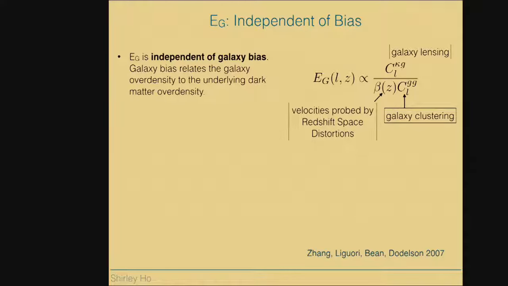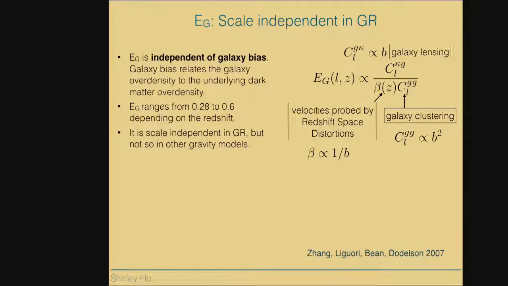And why is this particular form good? It's because it's independent of galaxy bias when you combine it correctly. As the person in the back just talked about, the galaxy lensing is on top, velocity probed by the bottom, and the galaxy clustering there. If you combine it properly, you have one bias term on top, and the others cancel out exactly. All the biases cancel out. EG itself ranges from about 0.28 to 6 with a variety of gravity models. It is scale independent in GR, but not so in other gravity models. So it's also a good way to look at deviations from general relativity.